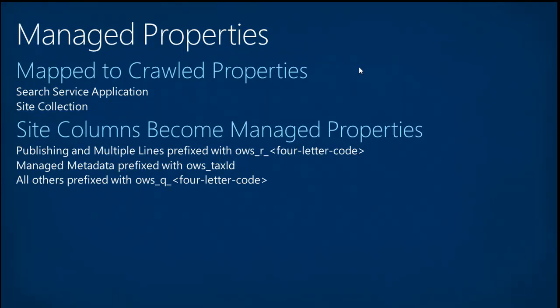Site columns become managed properties in 2013. You'll find that publishing and multiple lines are prefixed with this special OWS underscore R. Managed metadata that gets crawled is OWS tax ID, and everything else is OWS underscore Q. So the point here is that there is a formula for creating managed properties from site columns, and if you go at it that way, if you create site columns as part of your solution, then you're going to get these managed properties as well.